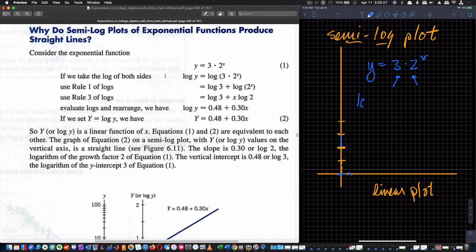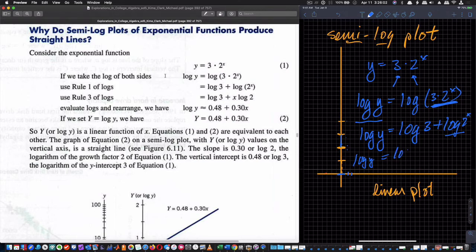I'm going to take the logarithm of both sides. So if I take log base 10 of y and log base 10 of 3 times 2 to the x, this stays as log y for now. Remember, if I had the product of two items in the logarithm, I can take the separate logarithm of each factor and add them. So this becomes log 3 plus log 2 to the x. Then I can rewrite this with the x as the coefficient. So now I have log y equals log base 10 of 3 plus x log of 2.